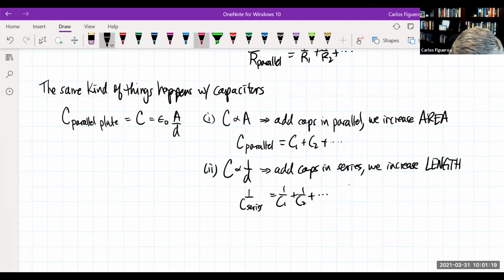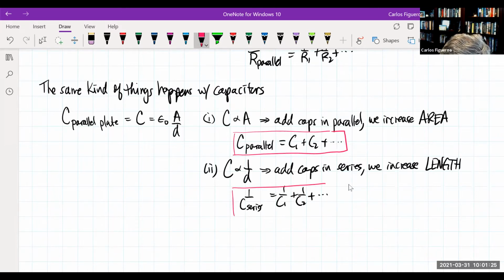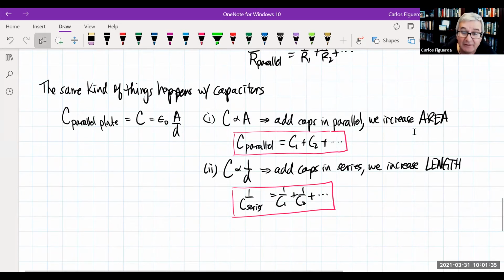So these are things that you're going to have to pay attention to, because sometimes these make calculations easier if we can add things in parallel and series to get one effective capacitance value. That being said, let's move on.